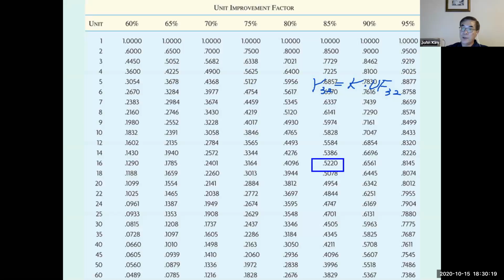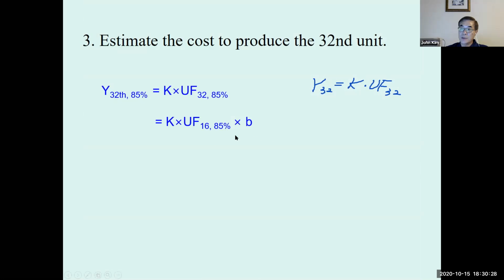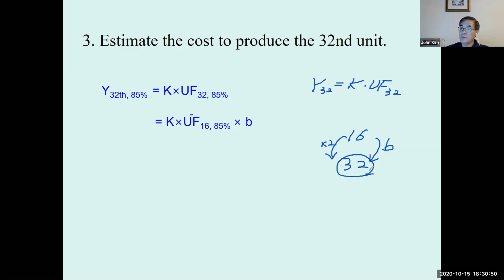We can find 32. So in this case, try to divide by 2, because from 16 to 32, it's doubled, then times B. So if we cannot find 32, then divide by 2 is 16. If we can find the 16th, then times B.